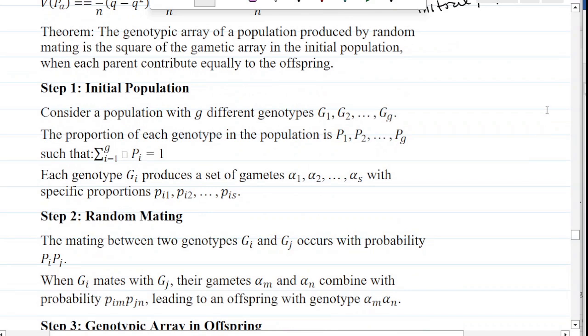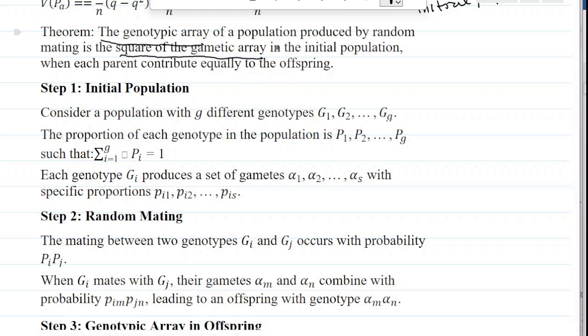So in the last part, we discussed the genotypic proportion or gene frequency in a population which is under random mating. Now we will prove a theorem in which we want to prove that the genotypic array of a population produced by random mating is the square of the gametic array in the initial population.